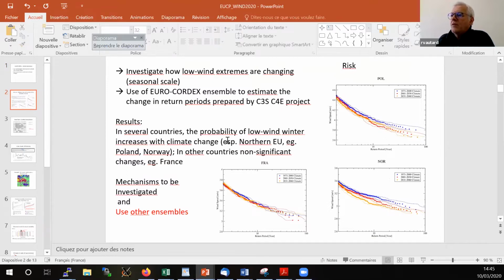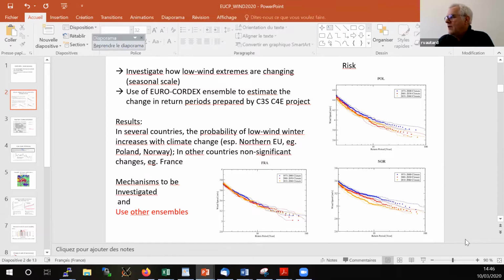And what we could look at is the change in the odds of having such a low wind winter for different countries. It was using a limited number of models, 10 if I remember correctly, or maybe 12. These models were bias corrected. And here we show the risk curve for low wind events.